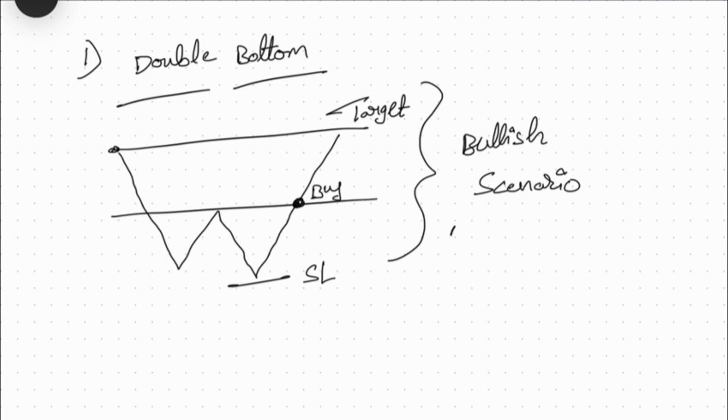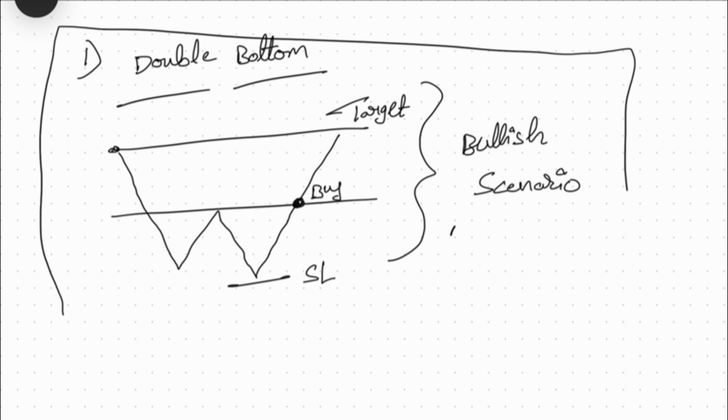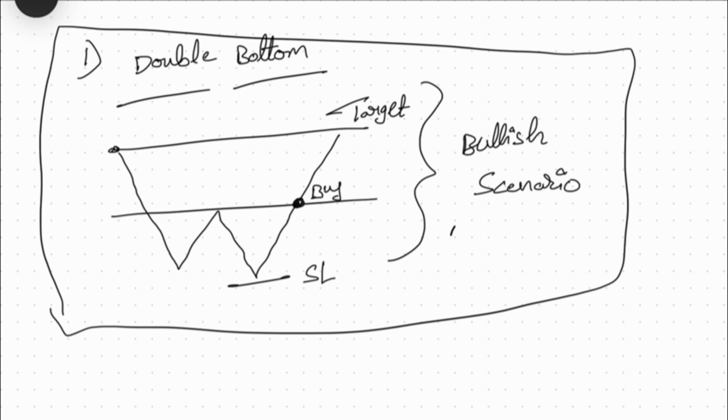I hope you understand very well about the double bottom. The appearance of the chart should be like a W symbol. This is called double bottom. I hope you understand. Let's go for second.